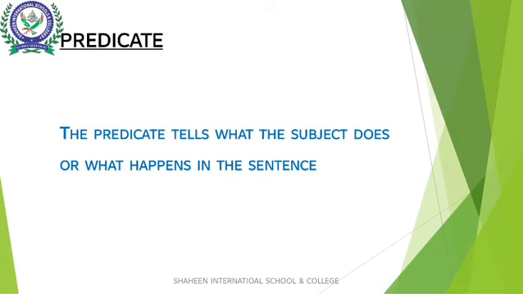Now, coming on to the predicate. The predicate tells what the subject does or what happens in a sentence. It means that predicate is basically the main part of the sentence because it is telling us what the subject is doing and basically what the sentence is about.